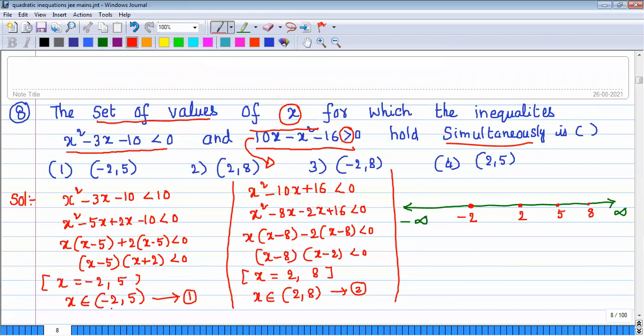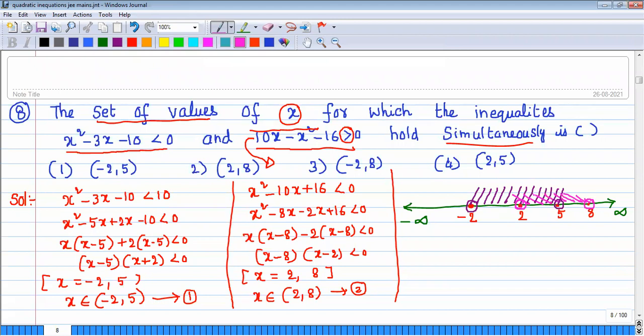So let us take minus 2 comma 5 and shade it. Minus 2 comma 5 means minus 2 to 5. But one thing you remember: minus 2 is not included, 5 is not included. Now shade 2 comma 8, from 2 to 8 in the reverse direction. So 2 is not included and 8 is not included.